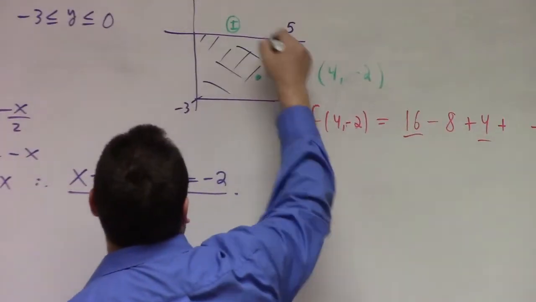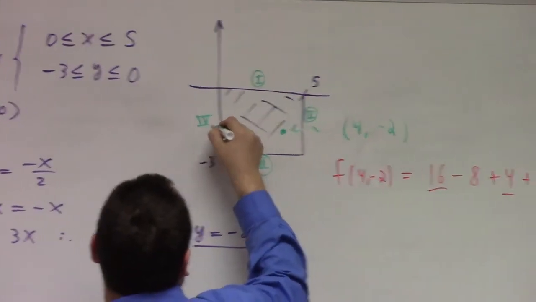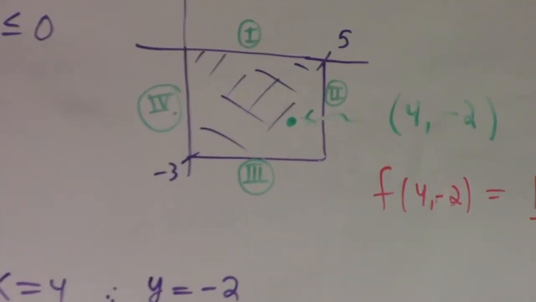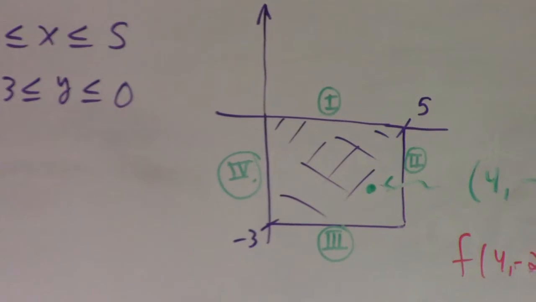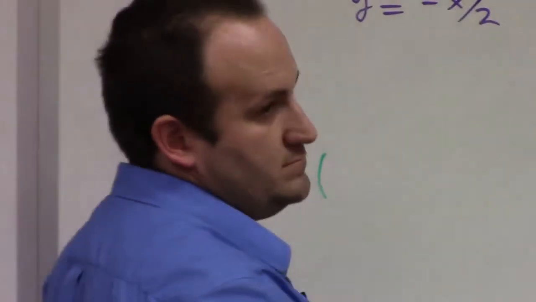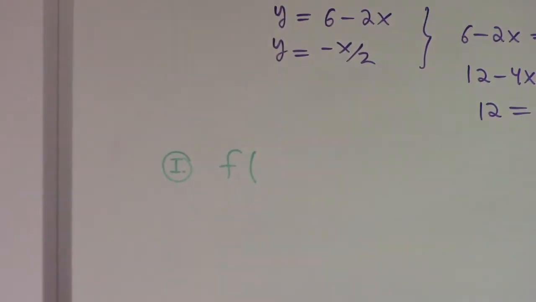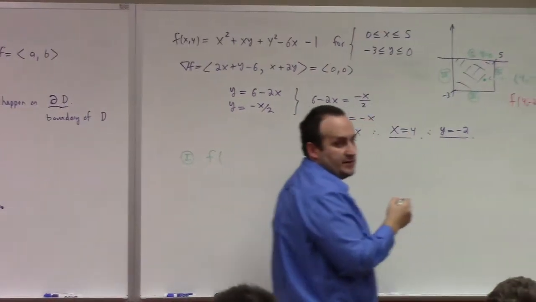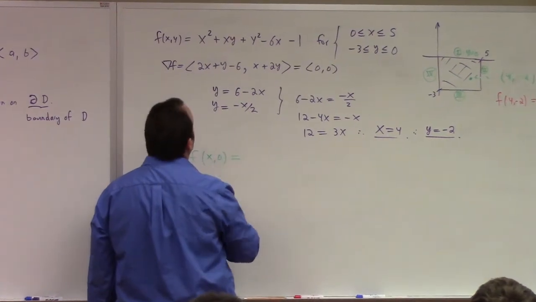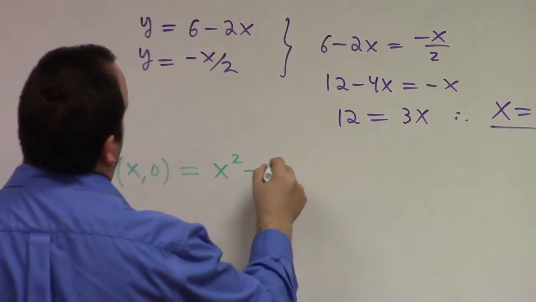1, 2, 3, and 4. I would encourage you in these kinds of problems to do some labeling. Otherwise, it's about impossible for me to see what you're doing. So, case 1, we're looking at f of what? What can you say about 1? Y equals 0. Thank you. And x is equal to x, right? So we're looking at f of x, 0, which is x squared minus 6x minus 1.